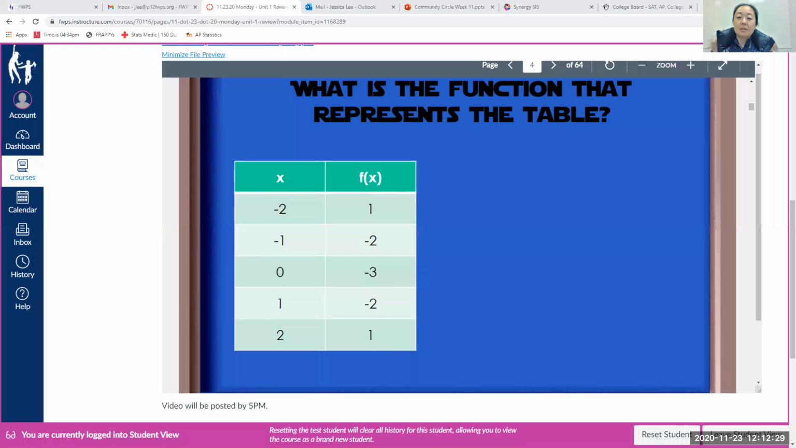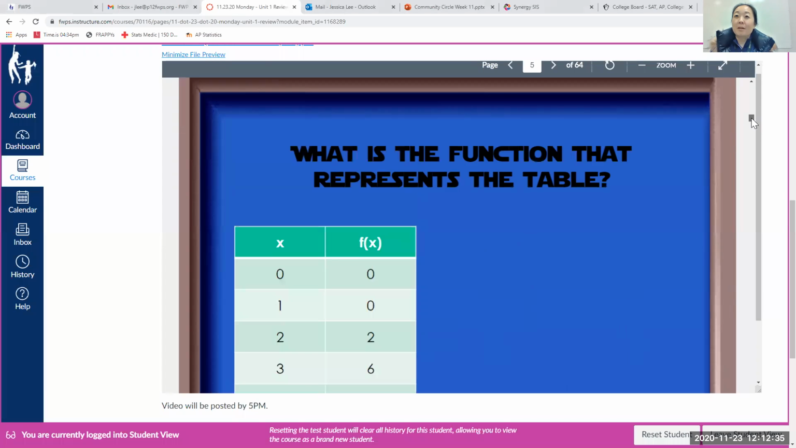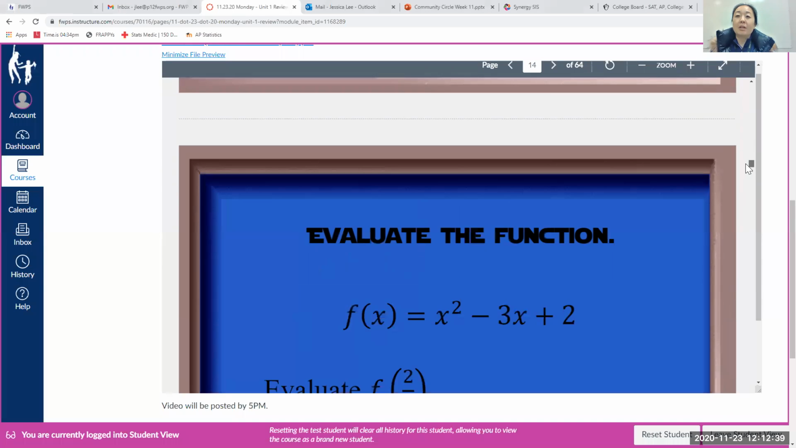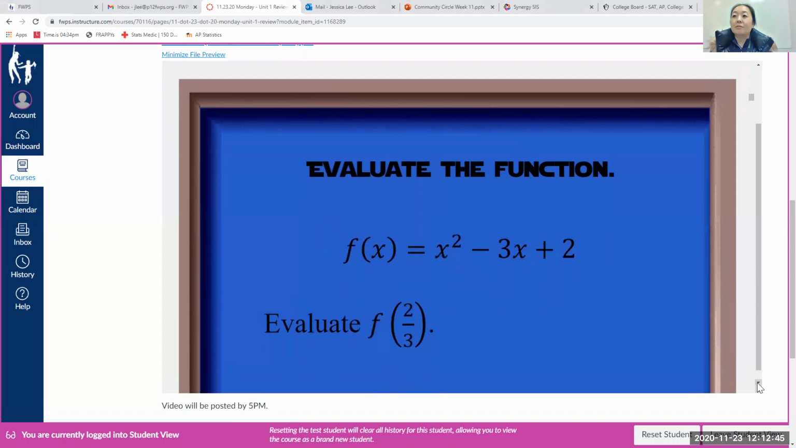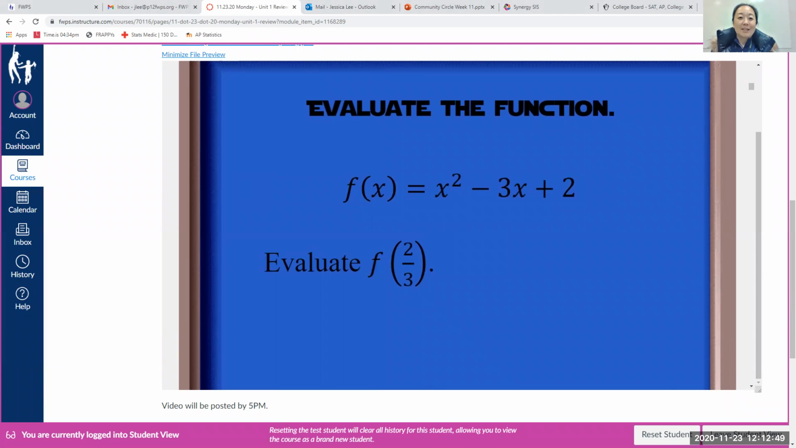Clear all drawings, exit out. We're gonna go up, see? X squared minus 3. So we did the tables already. So now we're gonna evaluate. We've already done that one. Let's, ooh, do you see this fraction right here? I see the fraction right there. Let's do the fraction. You're like, yes, please. Will there be fractions? Maybe. Yeah, probably. So here we go.